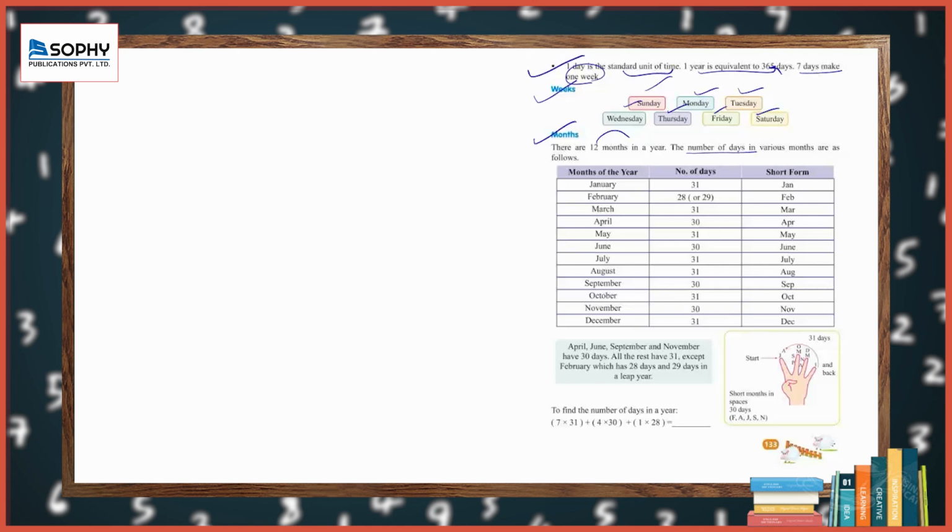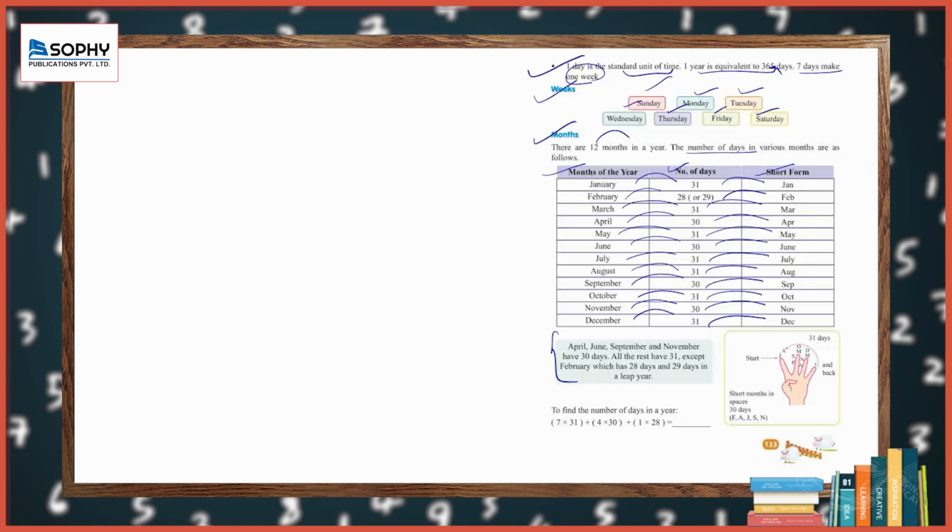The number of days in various months are as follows. Here are the months of the year, here is the number of days, and here is the short form. January 31 days, Jan. February 28 or 29 days, Feb. March 31 days, Mar. April 30 days, Apr. May 31 days, May. June 30 days, June. July 31 days, July. August 31 days, Aug. September 30 days, Sep. October 31 days, Oct. November 30 days, Nov. And December 31 days, Dec.